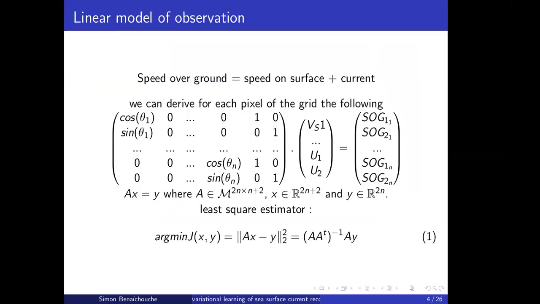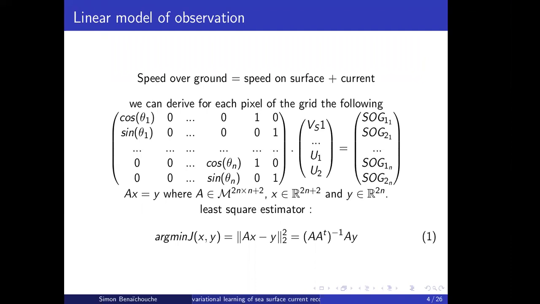In fact, we have a linear system of observation. Some boats provide their heading, which is the direction of the boat on the surface of the water. And when you know the position of the boat and the information about the speed of the boat on the ground, which is the GPS speed, you have this system of observation. Typically, we can solve it in the least square sense by this estimator.